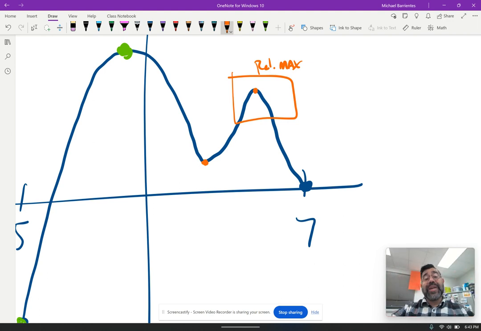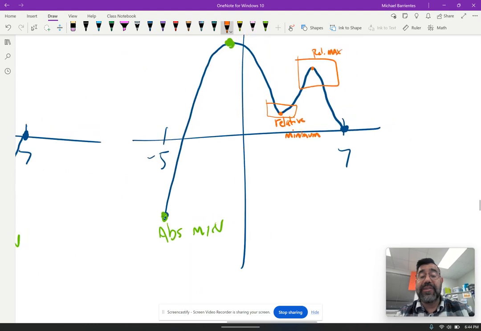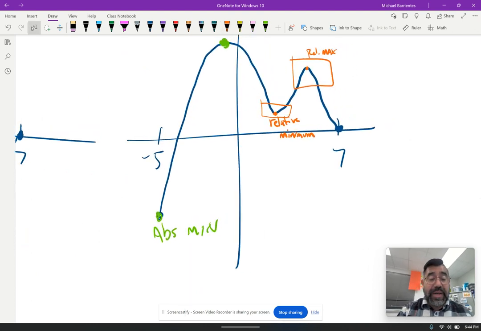Now, it's not the highest out of the whole thing, but in its little window of an open interval, we can see that it is the highest point. Same thing here. This would be a relative minimum because it is the lowest point out of this neighborhood. Now, is it the lowest point out of this graph? Well, no, the absolute minimum is over here in green, right? But this, within its little neighborhood of points, it is the lowest point.